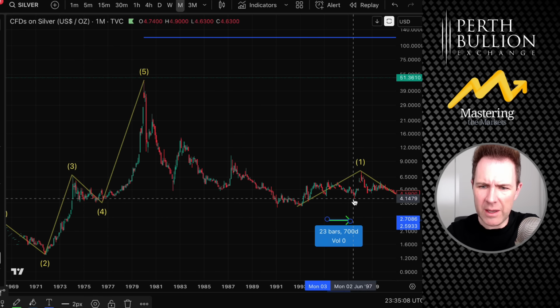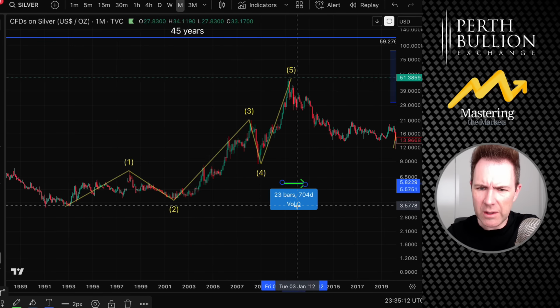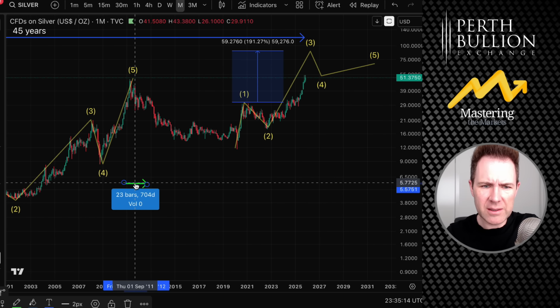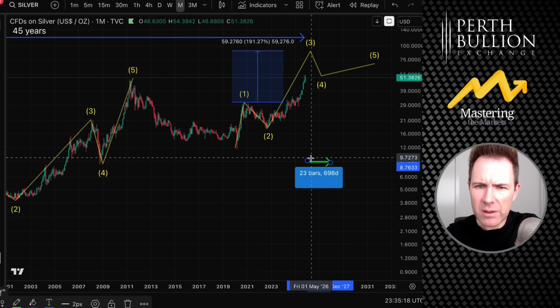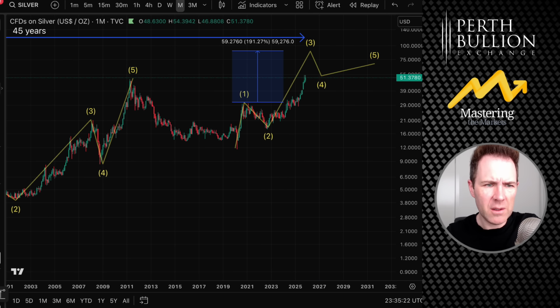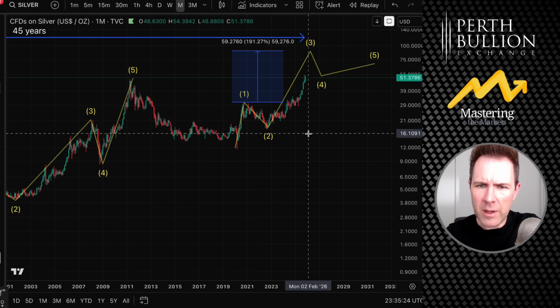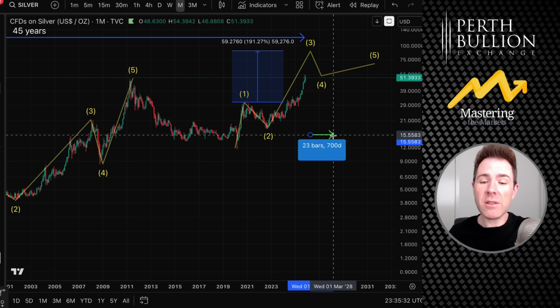Okay, so if we pump that out to here, and we'll take it from the other one as well. Let's see. So that's taking it to around about, let's see. So that's 23 bars. We'll do the same thing, from about there to about there. Let's do 23 bars. That takes it around about March of 2028. Okay, that's a decent amount of time for that wave 4 pullback.